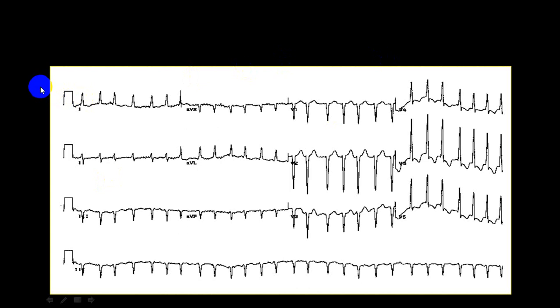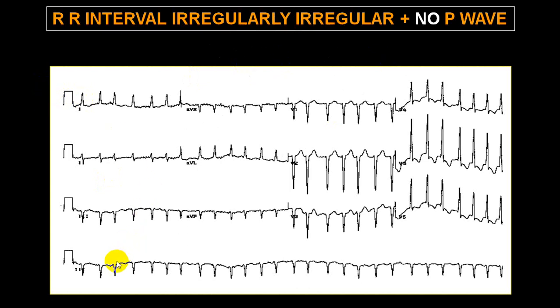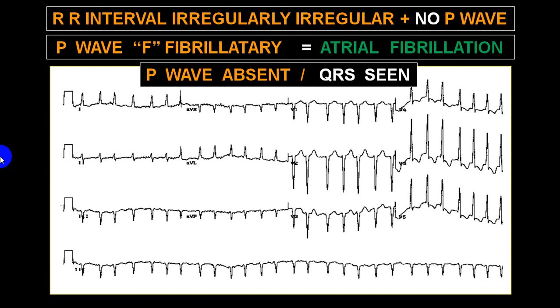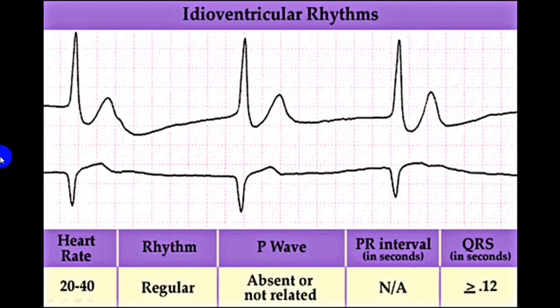Now if you see here, the RR interval is irregular. I can't make out the P wave at all. And that P wave is replaced by an F wave. These are called fibrillatory waves. This is atrial fibrillation. The P wave is absent, the QRS complex you can see.